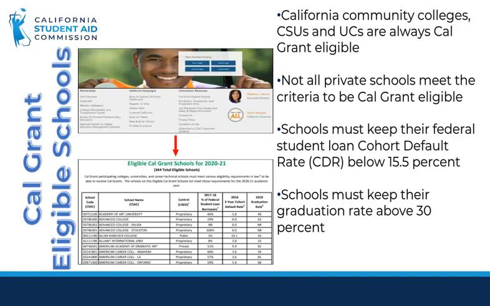To be awarded and paid a Cal Grant award, students must attend a Cal Grant eligible college. It is a common misconception among students that a Cal Grant can be used at any college as long as it is located in the state of California. While it is true that all public colleges, California community colleges, CSUs, and UCs are eligible, not all private colleges meet our set of standards.